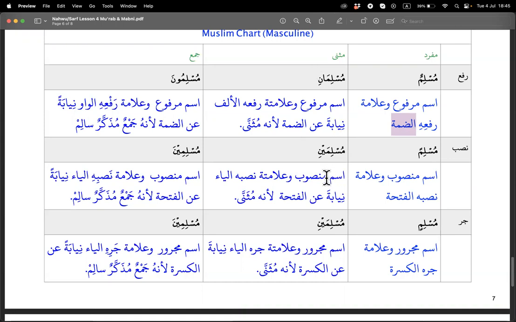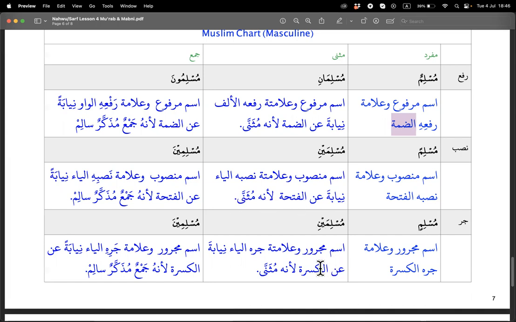So here is a mansub. What's the sign of the mansub? Bil ya. Yes, bil ya. Then ya is not the default sign of nasab. What is the default sign of nasab? It's the fathah. Yes, so we say niyabatan anil fathah. Why? Li'annahu musanna.